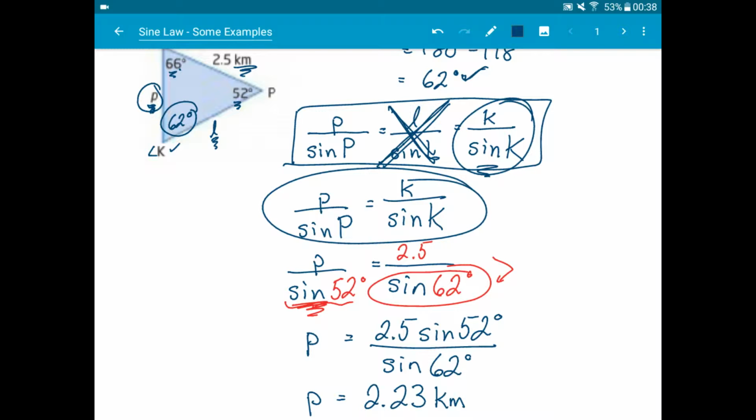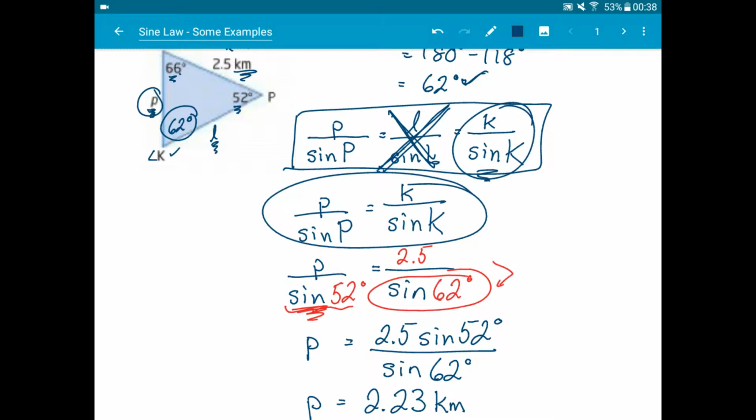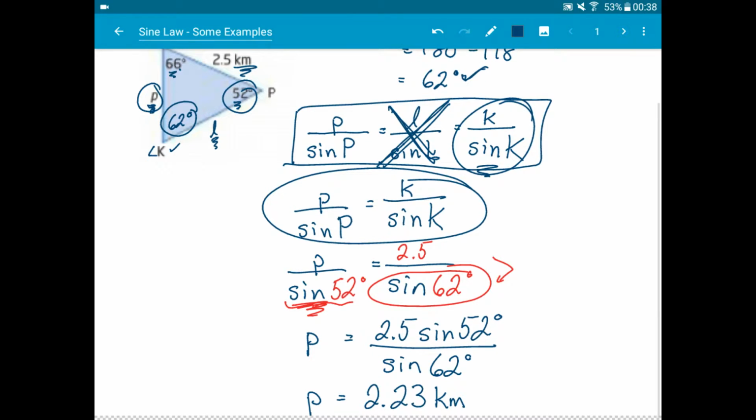That makes the equation. We just plug in our knowns. So P over sine 52, because angle P is 52, equals 2.5 over sine 62. Then we multiplied both sides by sine 52 to eliminate the sine 52 on this side. So we did this.